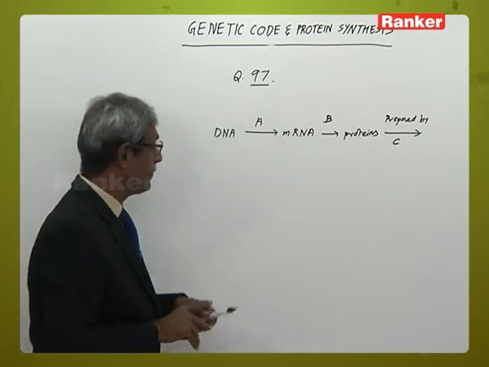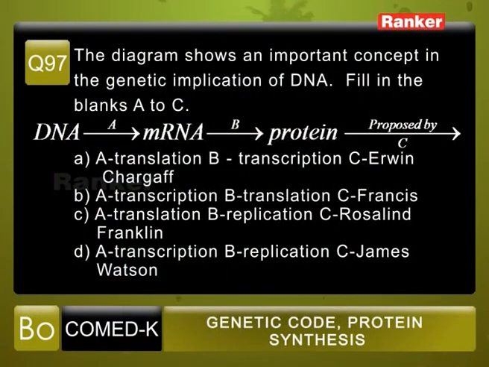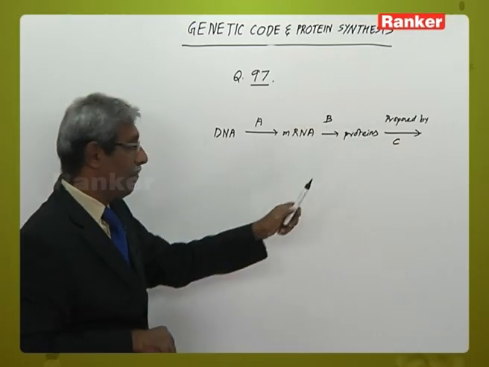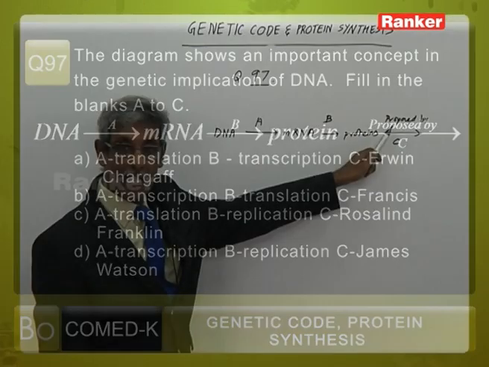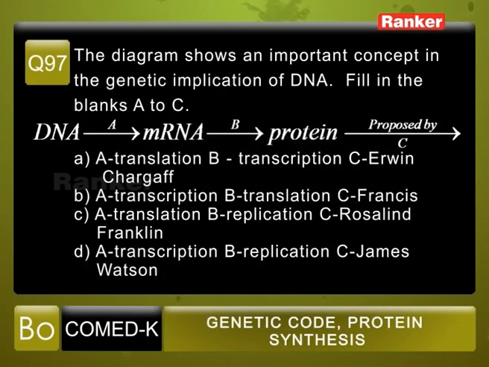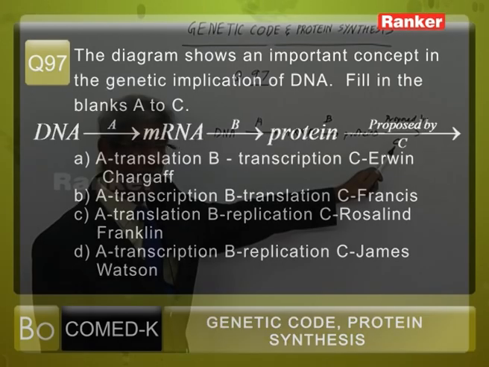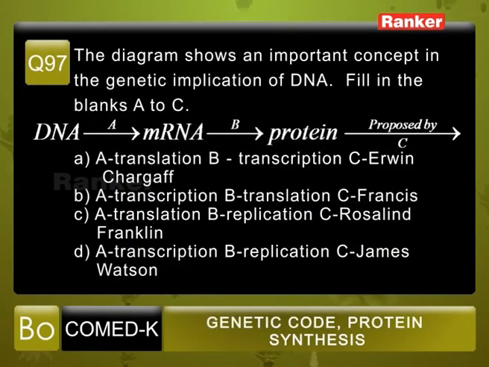The choices are: choice A says A is translation, B is transcription and C is Chargaff. Choice B says A is transcription, B is translation and C is Francis Crick. Choice C says A is translation, B is replication, C is Rosalind Franklin. Choice D says A is transcription, B is replication and C is Watson.